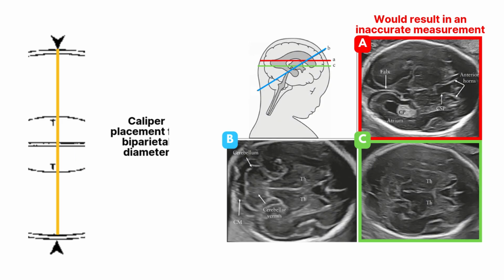Pearl number 2. Let's zoom in on those calipers. For BPD, the caliper should be placed from the outer edge of the parietal bone to the inner edge.